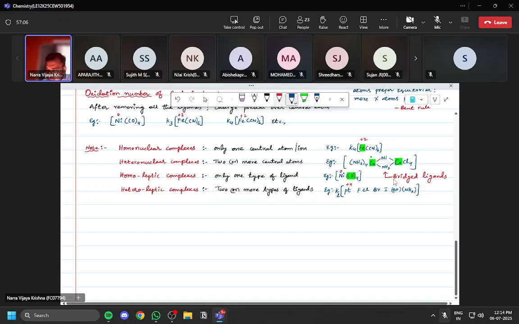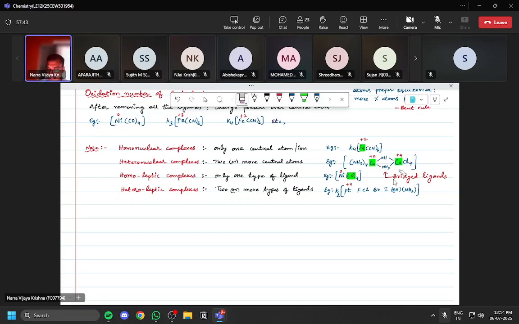Here copper is in either +1 or +2 state. Both are possible. If I take +1 here, what about cobalt? Here 4 chlorines, 4 minus; 1 minus here, 1 minus. Total is 6 minus. Ammonia is 0. So the 6 minus charge should be distributed among the 2. So I can take copper +2, cobalt +4. If I write copper here, I have to write copper +4. Not possible. Clear?